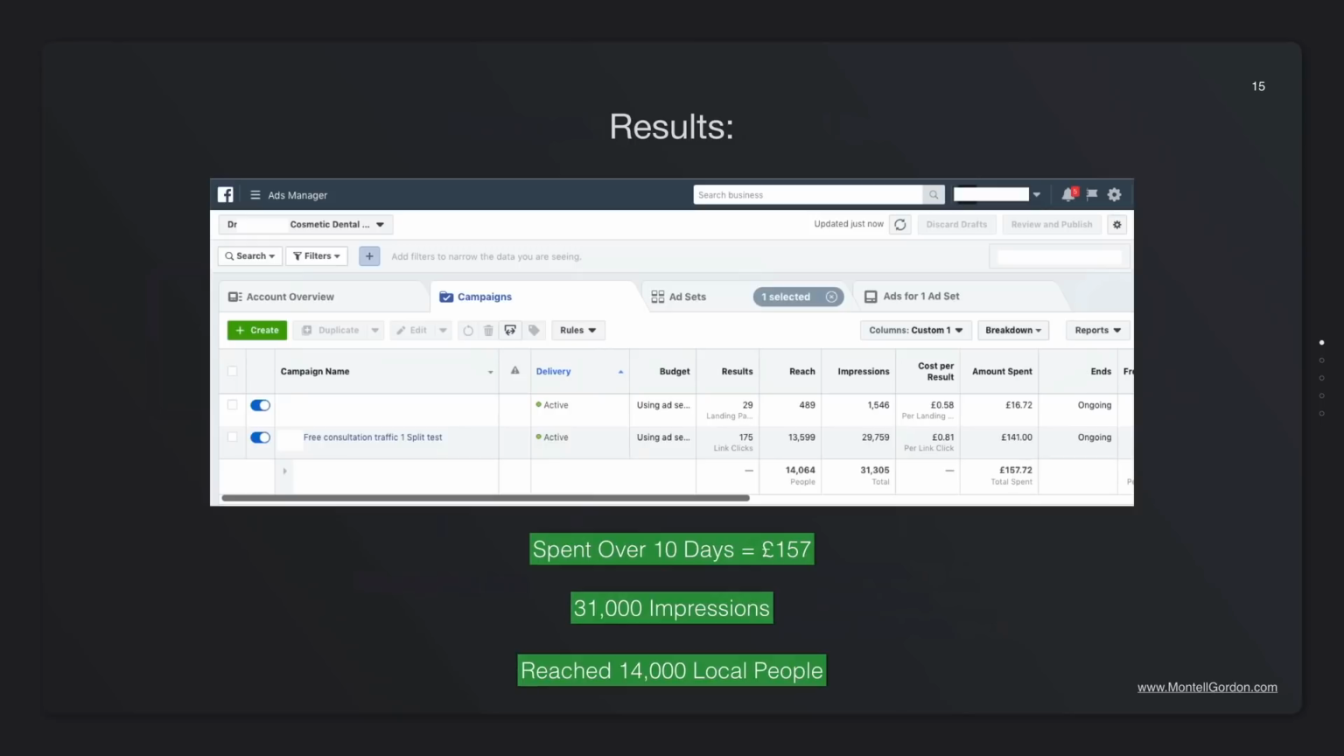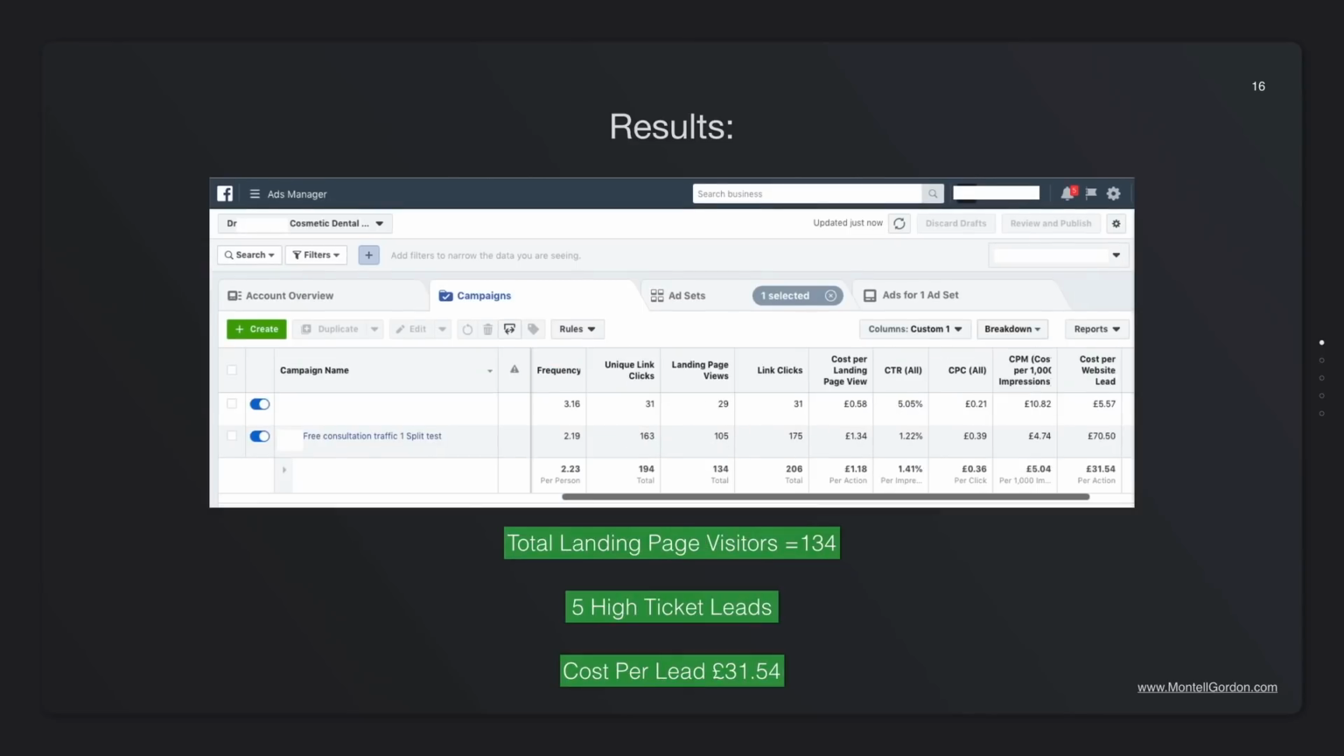It's going to keep you in the minds of a lot of people, and that is a lot of people to be seen by an ad. So some more results. The total landing page visitors was around 134 people. This generated us 5 high ticket leads at a cost of £31.54p a lead.